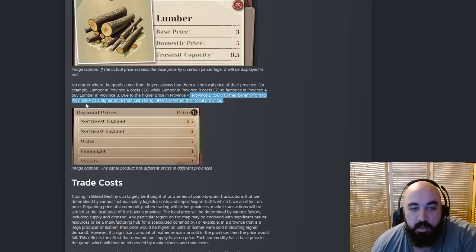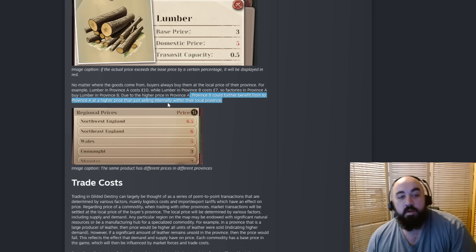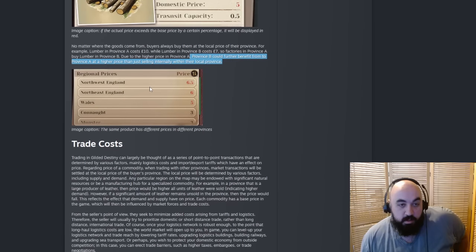Province B could further benefit from province A at a higher price. I assume that means selling to them than just selling internally within their local province. Okay, sure, fair enough. And then we have a bunch of different prices in terms of the local one, but they'll try and buy them non-locally.